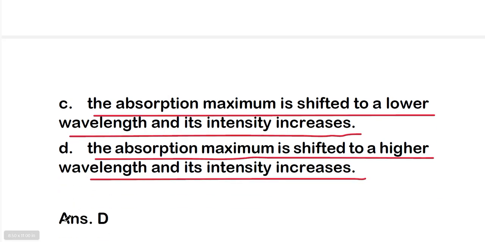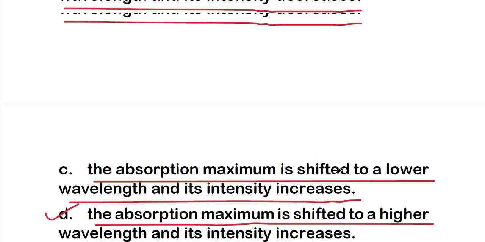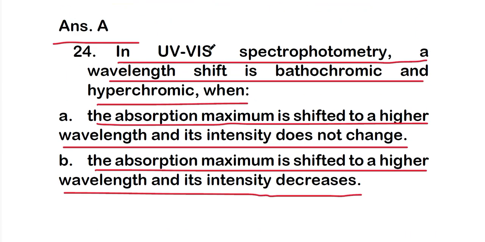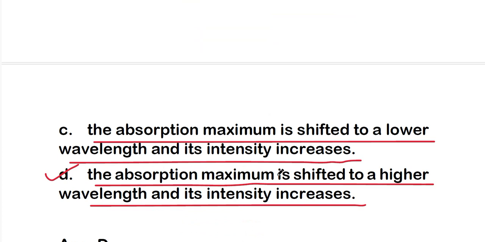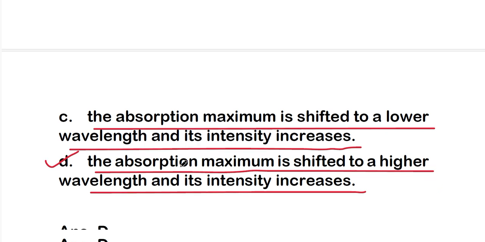So the right answer is option D, that is the absorption maximum is shifted to a higher wavelength and its intensity increases. So in UV visible spectrophotometry, a wavelength shift is bathochromic and hyperchromic when the absorption maximum is shifted to a higher wavelength and its intensity increases. Okay, so that is the option D is the correct one.